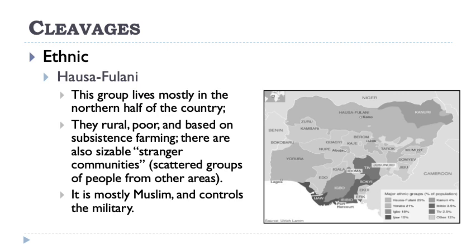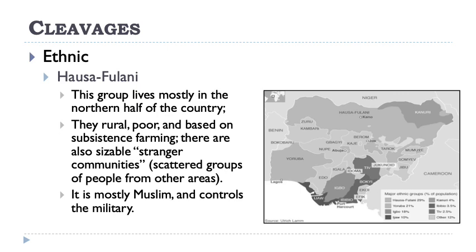So now we need to talk about the ethnic groups, and then we'll put this under the category of the cleavages that you have in Nigeria. A very divided country, largely based on ethnicity. And so the first group are the Hausa Fulani. This group lives mostly in the northern half of the country. They are rural, poor, and based on subsistence farming. They do have what they call stranger communities in the north, which are people of other groups that are kind of subservient to the Hausa Fulani.